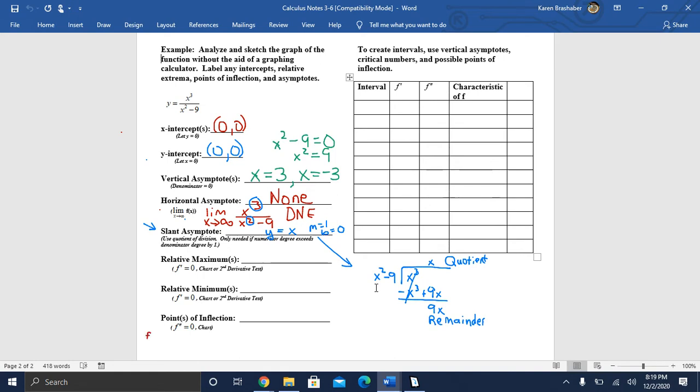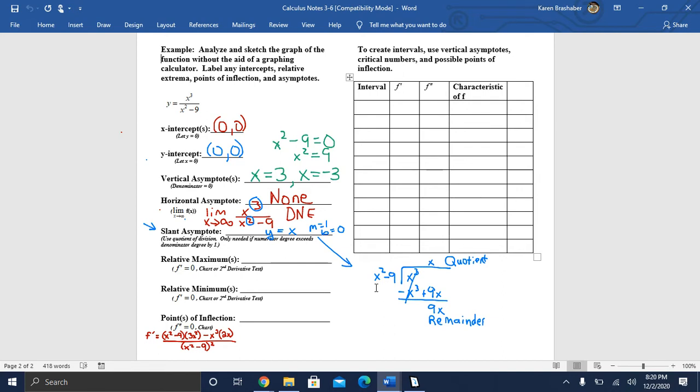So f prime would equal, now it is a quotient rule, so ho d high, all right, so that would be x squared minus 9 times the derivative of x to the third, which would be 3x squared, minus high d ho, so x to the third times the derivative of x squared minus 9, which would be 2x, and then your denominator, x squared minus 9 squared.